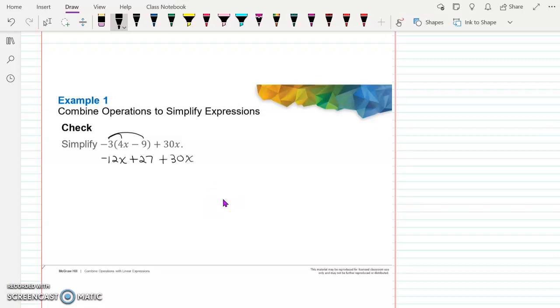Okay, what like terms do I have? I have a negative 12x and a positive 30x, so I'll put those together. Negative 12x plus 30x plus 27. Let's see, negative 12 plus 30, that's the same thing as 30 minus 12. Signs are different, so I need to subtract. Let's see, that's going to give me an 8 and a 1, so that's going to leave me with 18x plus 27.